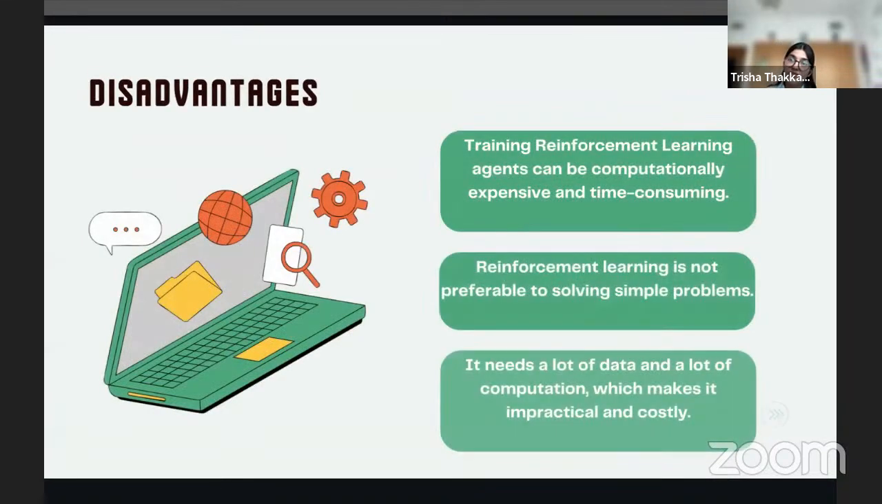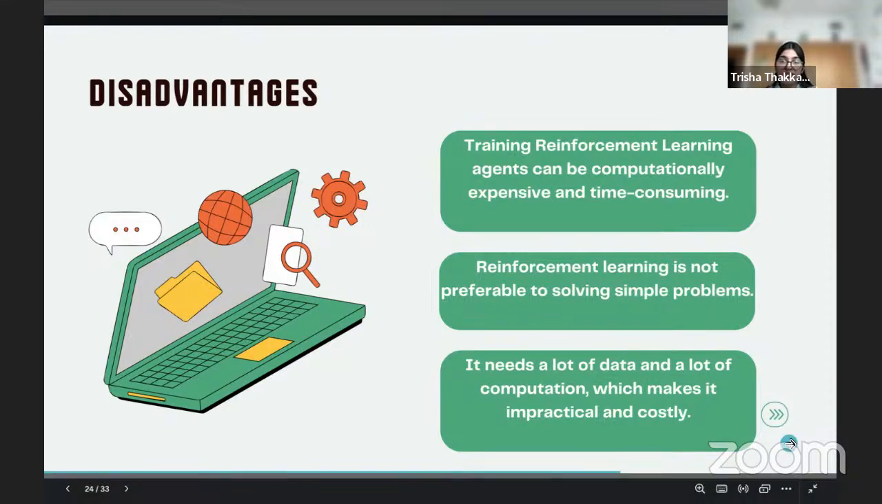But the disadvantages of this would be it can be expensive and it can be time consuming. Reinforcement learning is not preferable when it comes to solving simple problems, because if the problem is simple, we can use either of the two types mentioned before. This is only used for the complex problems. It needs a lot of data and a lot of computation, which makes it impractical and costly. Now, keep in mind that reinforcement learning is a very complex algorithm and it's only used occasionally because it is costly and it's impractical to use it for solving simple problems.